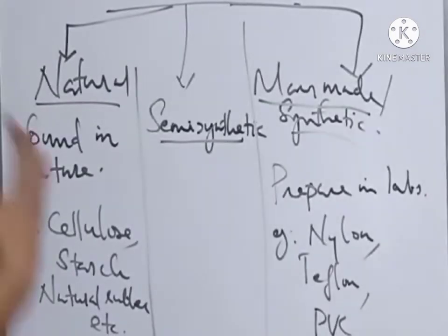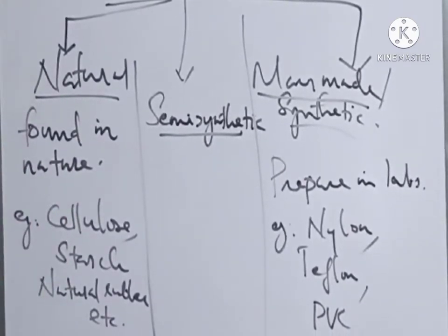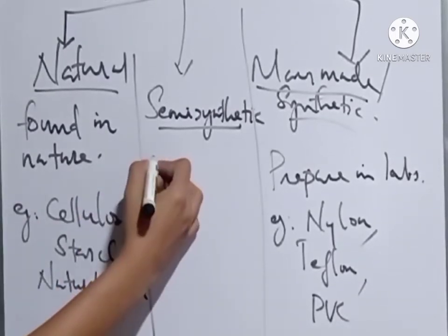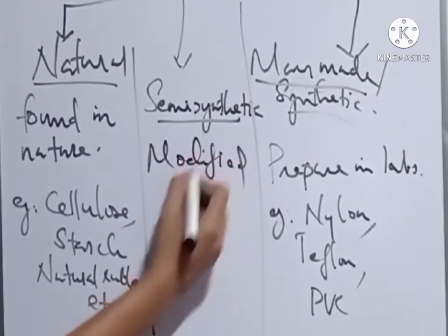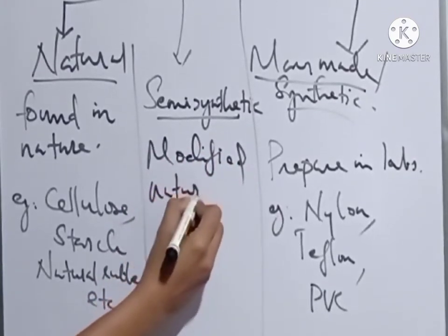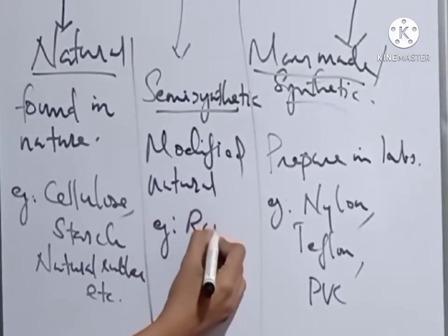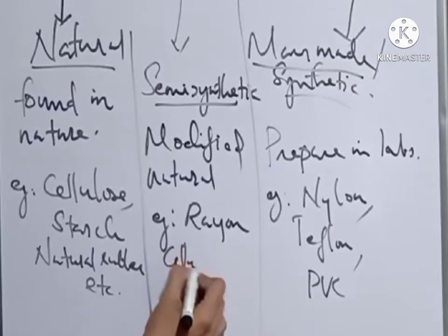Then semi-synthetic polymers means these are the modified natural polymers. That is, natural polymers are modified by some man-made activities. These are called semi-synthetic polymers. So, modified natural polymers. And the examples are rayon, then cellulose nitrate, etc.